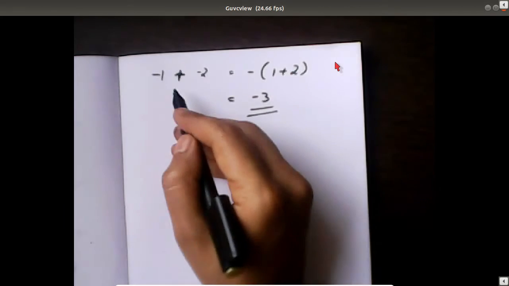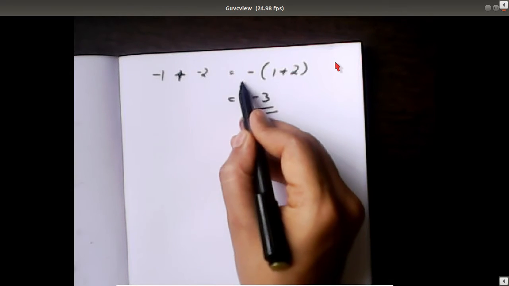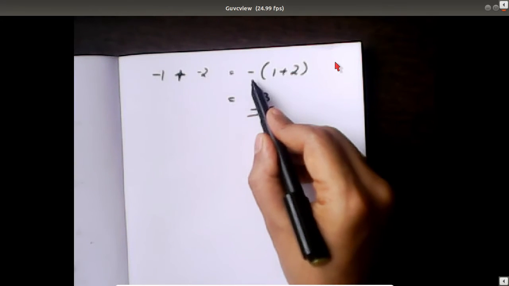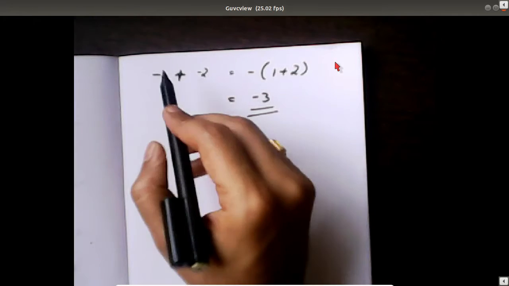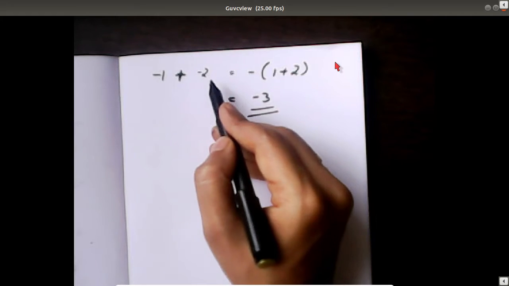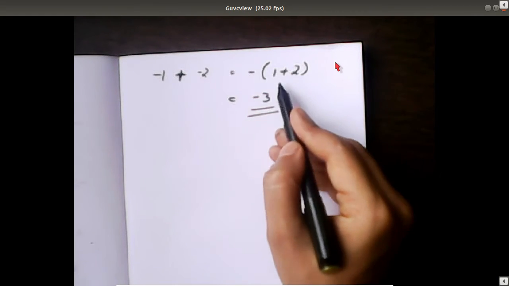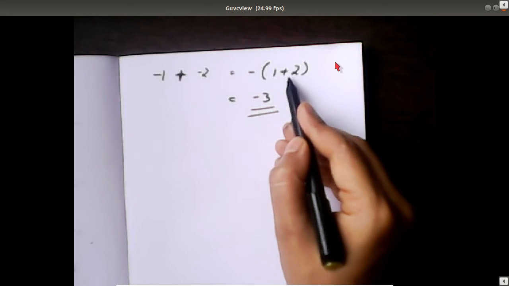So here we are adding two negative numbers, -1 plus -2. And the answer is, you take the minus outside and you have 1 plus 2. See, the result of adding two negative numbers, minus and minus, according to our rules is minus. And you take this minus, keep it here, and add the two numbers, so that's what we are doing.